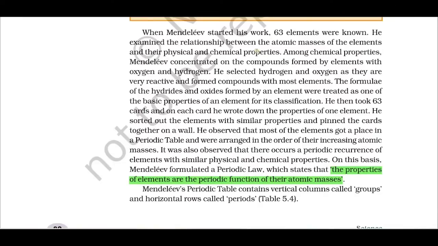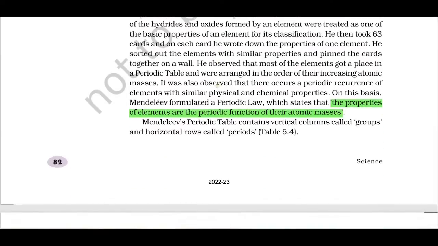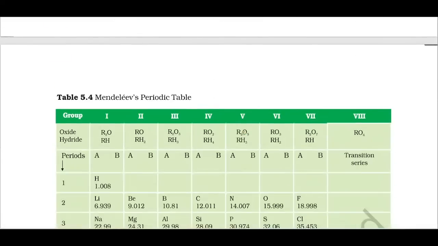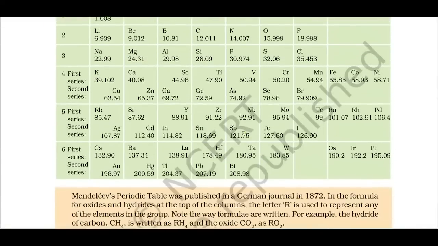To understand the reactivity and chemical properties of different elements, he selected hydrogen and oxygen to react with the other elements. He chose only hydrogen and oxygen because they were able to react with most of the elements to form compounds. Mendeleev's periodic table contains vertical columns called groups, and the horizontal rows are called periods.